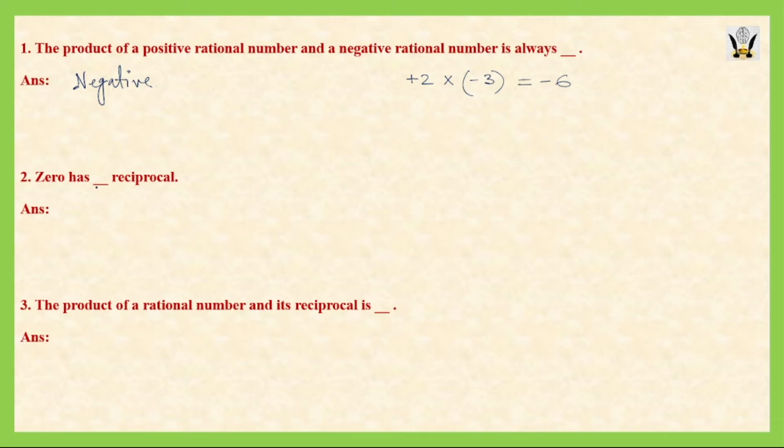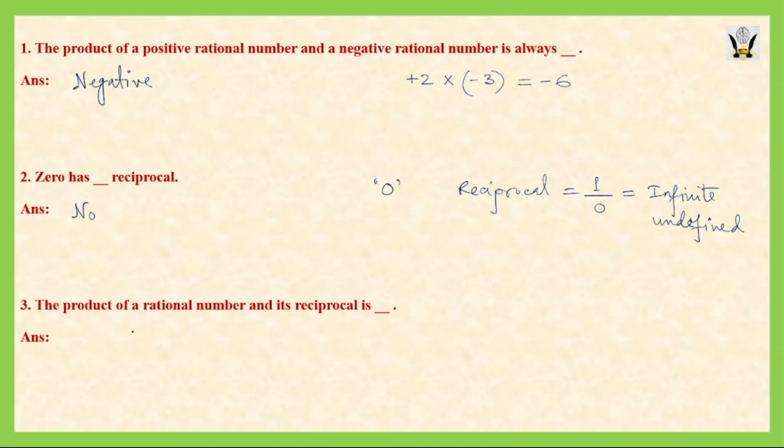Now the second question asks that 0 has dash reciprocal. We know that if 0 is the rational number, the reciprocal is 1 upon that number. So 1 divided by 0, and when something is divided by 0, that is basically infinite, or we say that it is undefined. So if we take the reciprocal of 0, that is undefined. So here the answer will be 0 has no reciprocal, and that we have already learned.